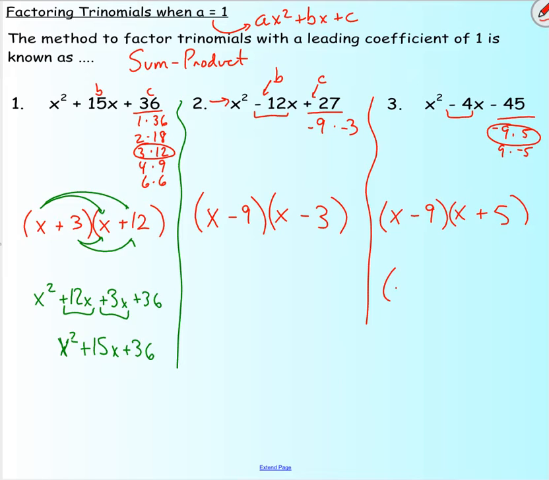You could also write it the other way with your quantities in reverse. It's the same thing. You could do that for any of these 3 problems here. As long as you got the 2 correct quantities, it doesn't matter which order they're written in. So that's sum product, that's factoring with a lead coefficient of 1.